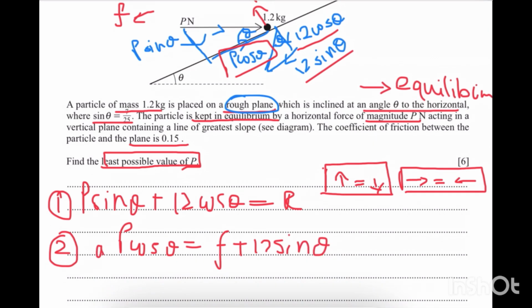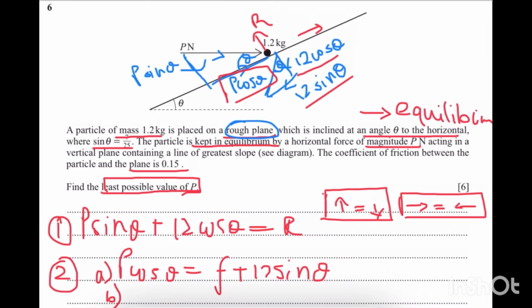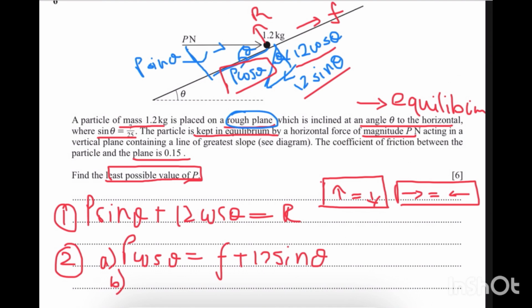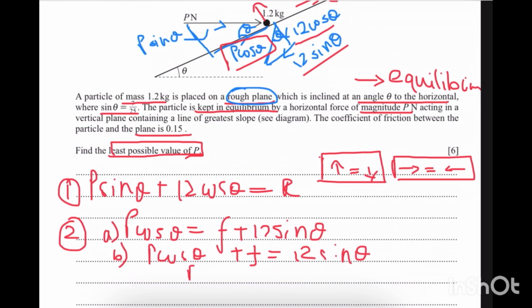What is the other scenario? The other scenario is that the particle moves downwards, and in that scenario friction would operate upwards. And if we write that down in the equilibrium, that means that P cos theta plus friction must be equal to 12 sine theta, making P cos theta equal to 12 sine theta minus friction.